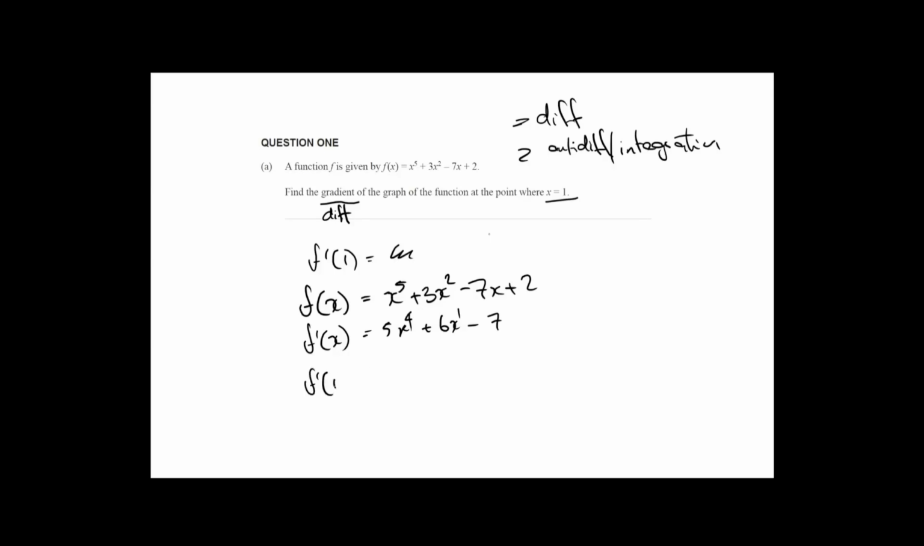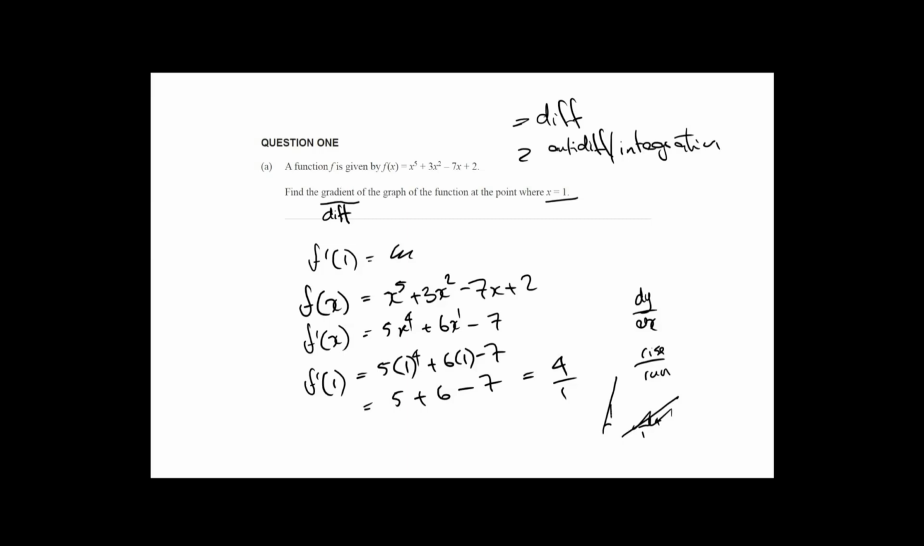So now we can put in 1 into our little equation, which is going to make life really easy. Plus 6 to the power of 1 minus 7. So 1 to the power of 4 is 1. So this is going to be 5 plus 6 minus 7, which is going to be 4. And I always write it 4 over 1 because remember it's dy/dx, it's rise over run. So when we come to graph it, it means that for every 1 it goes across, it goes up 4. Maybe that's a little bit out of scale, so maybe like this, a bit better.